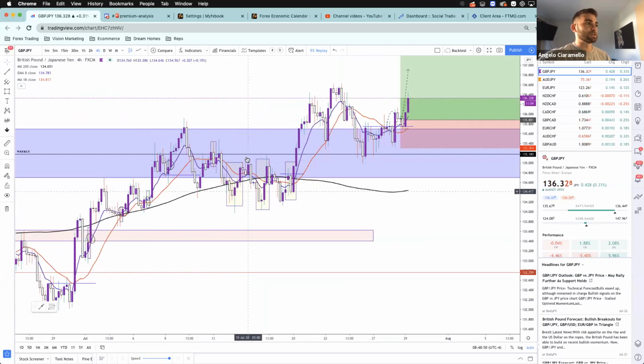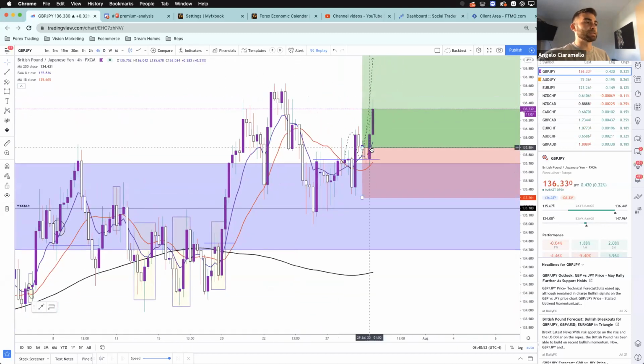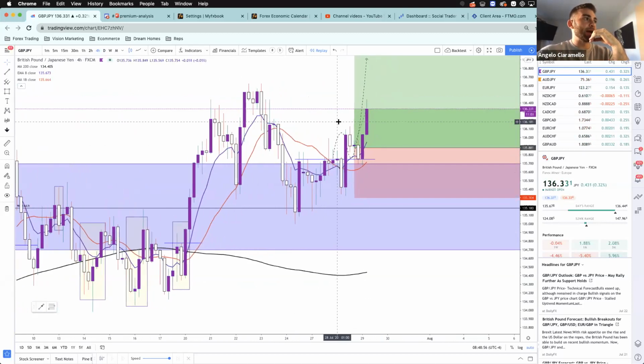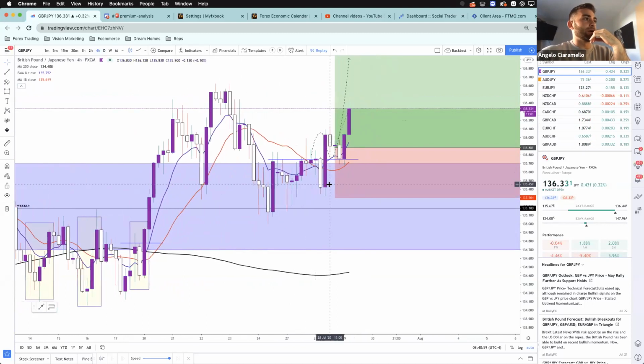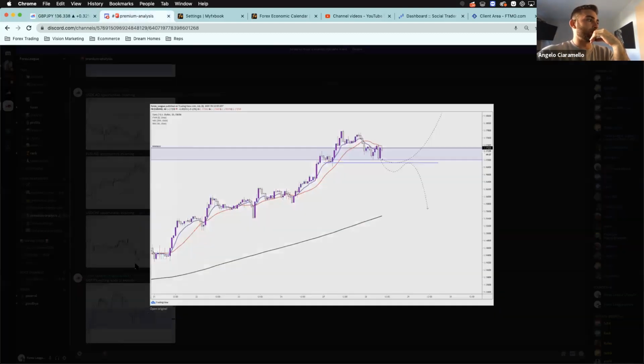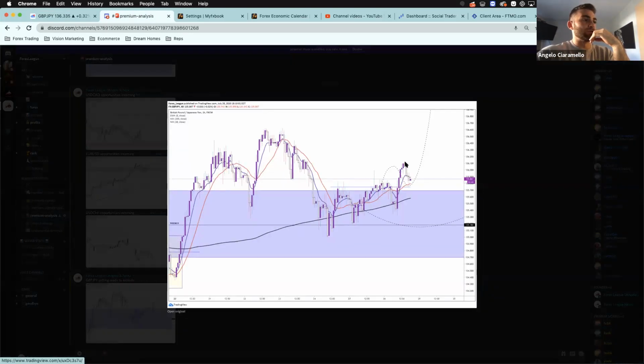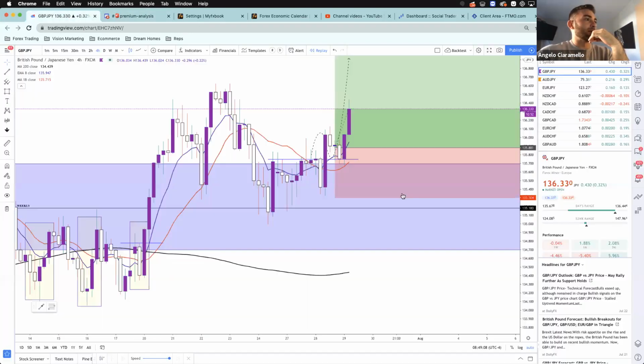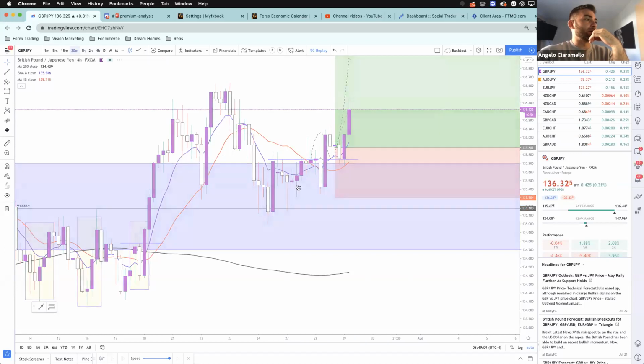We went over these yesterday. And we basically called out this yesterday in the live session. And then we had this pullback and this huge 4-hour engulfing. That's what was dropped in the premium analysis, was this huge 4-hour engulfing right there. That's what we basically entered on.